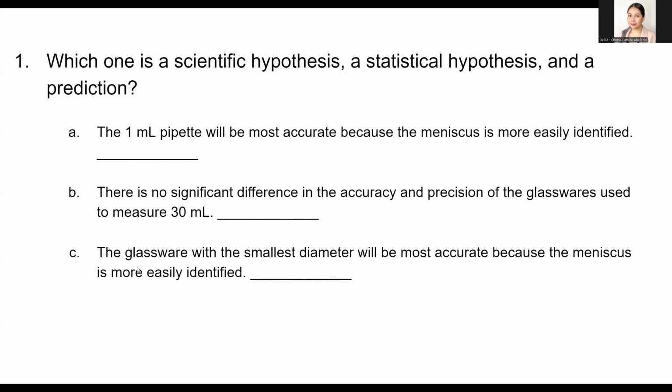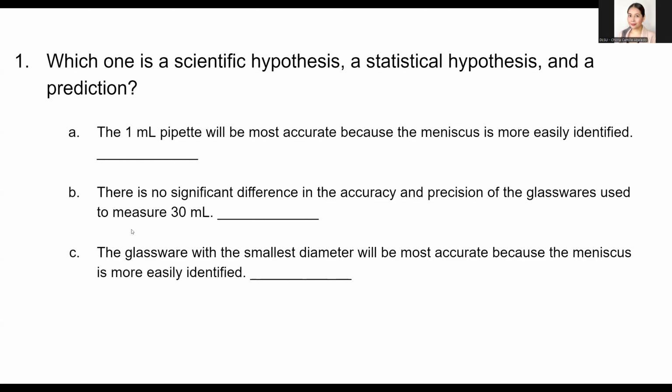So if we look at the three statements on the screen, the first statement is that the 1 ml pipette will be most accurate because the meniscus is more easily identified. The explanation is provided. However, instead of giving us the feature or characteristic of the glassware that allows the meniscus to be more easily identified, it instead gave us the expected results. And that's why letter A, statement A, is a prediction.